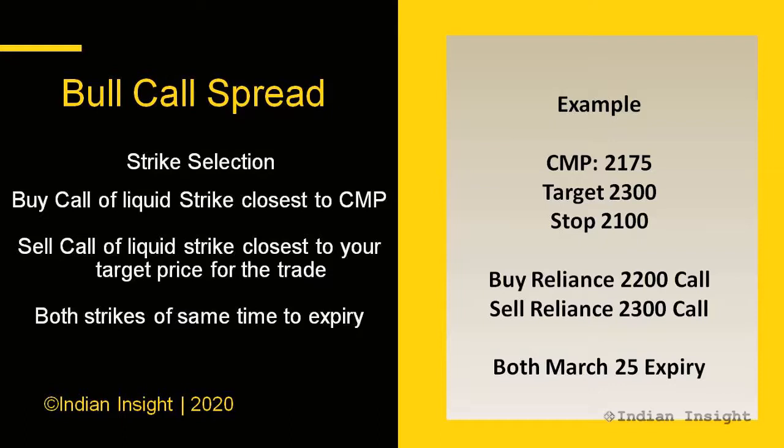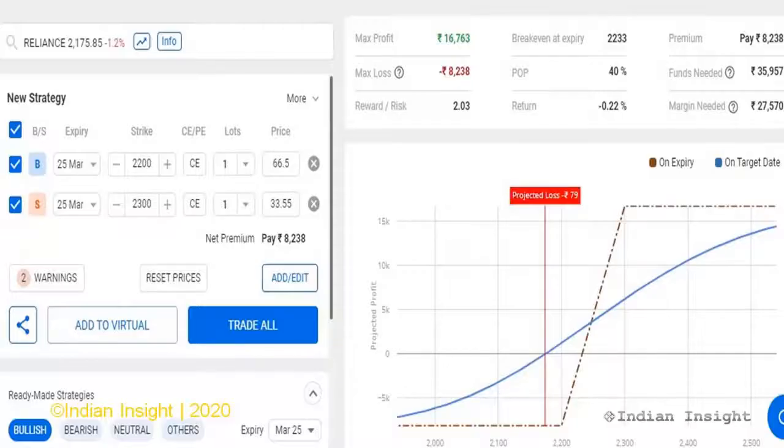So you will need to pay to buy the 2200 call and you will receive a premium for selling the 2300 call. Here you see that the 2200 call is available for 66.5, while the 2300 call is available for 33.55. Since you buy the 2200 call and sell the 2300 call, there will be a net outflow from your account in order to initiate this strategy. In this case, you will be paying a net premium of 8,238 rupees, which is the difference between the price of the two calls multiplied by the lot size for Reliance, which is around 250.